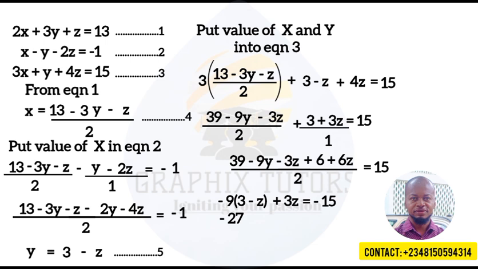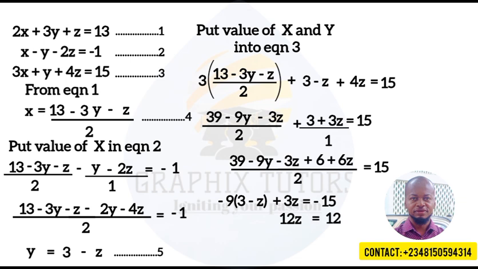Minus 9 times minus z will give you plus 9z, because minus times minus is plus. Then we have plus 3z equals to minus 15. So if I take minus 27 to the other side, and I add 9z plus 3z because they are like terms, so 9z plus 3z is what? 12z equals to minus 15 plus 27. Because when minus is going to the other side, it becomes plus. So we'll now be left with 12z is equals to what? 12. Because minus 15 plus 27 is 12.